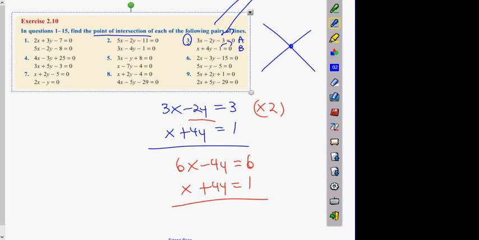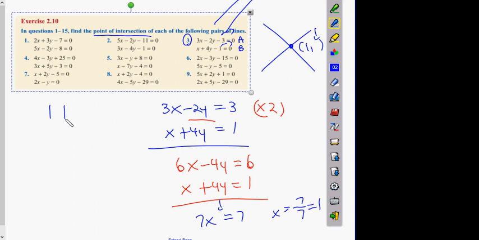Okay? Now, once you add them, you're going to get 7x equals 7. And then x equals 7 divided by 7, which equals 1. So this means that this part here is 1. But you still need to know what the other slot is. So, in order to do this, we have to find the y value. So, how do you find the y value? What do you do? Sub in for x.